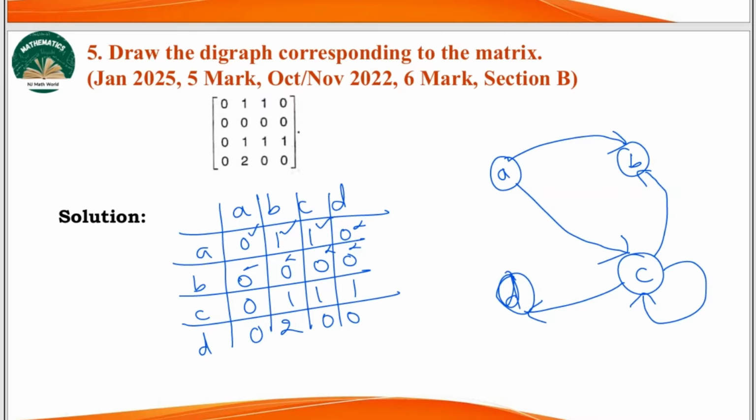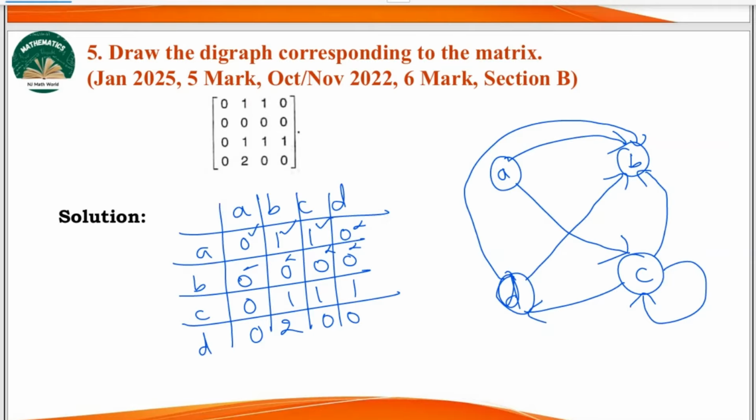Then you go for D. Now D to A is 0. D to B is 2. You can write one from outside or you can write one from inside. Then the remaining are all 0. So therefore this is the digraph corresponding to the matrix which is given here. Moving on to the next question.